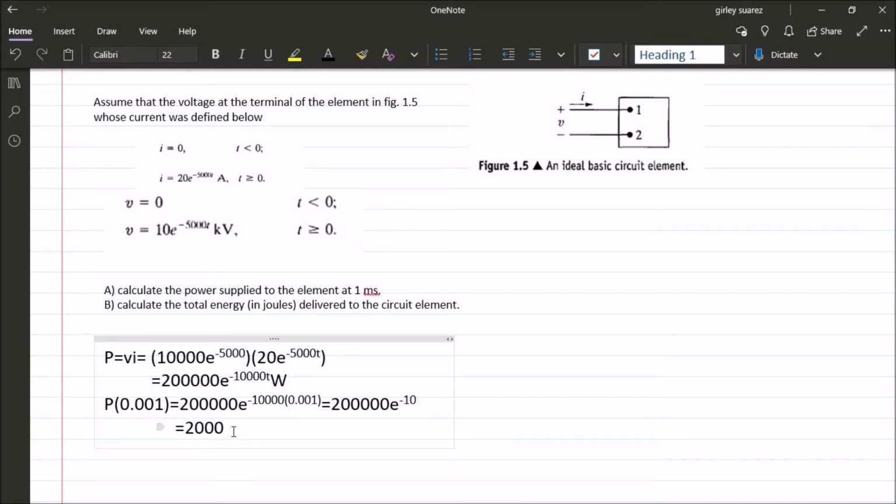We take 200,000 times the equivalent of E to the power of negative 10, which is 45.5 times 10 to the power of negative 6. The result is 0.9908 watts. That is the answer to A.